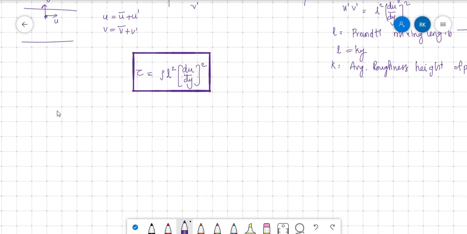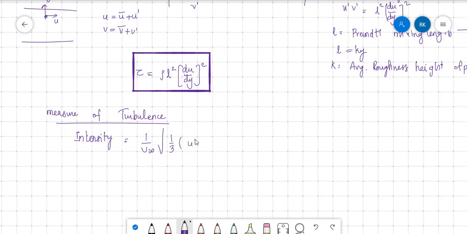And also I forgot to tell you one thing. There is a measure of turbulence. This turbulence is measured by intensity. Intensity of turbulence is equal to 1 by u infinity into the square root of 1 by 3 into u dash bar square plus v dash bar square plus w dash bar square. This w dash is in the third direction, in 3 dimensions. That will be the third directional fluctuating velocity.